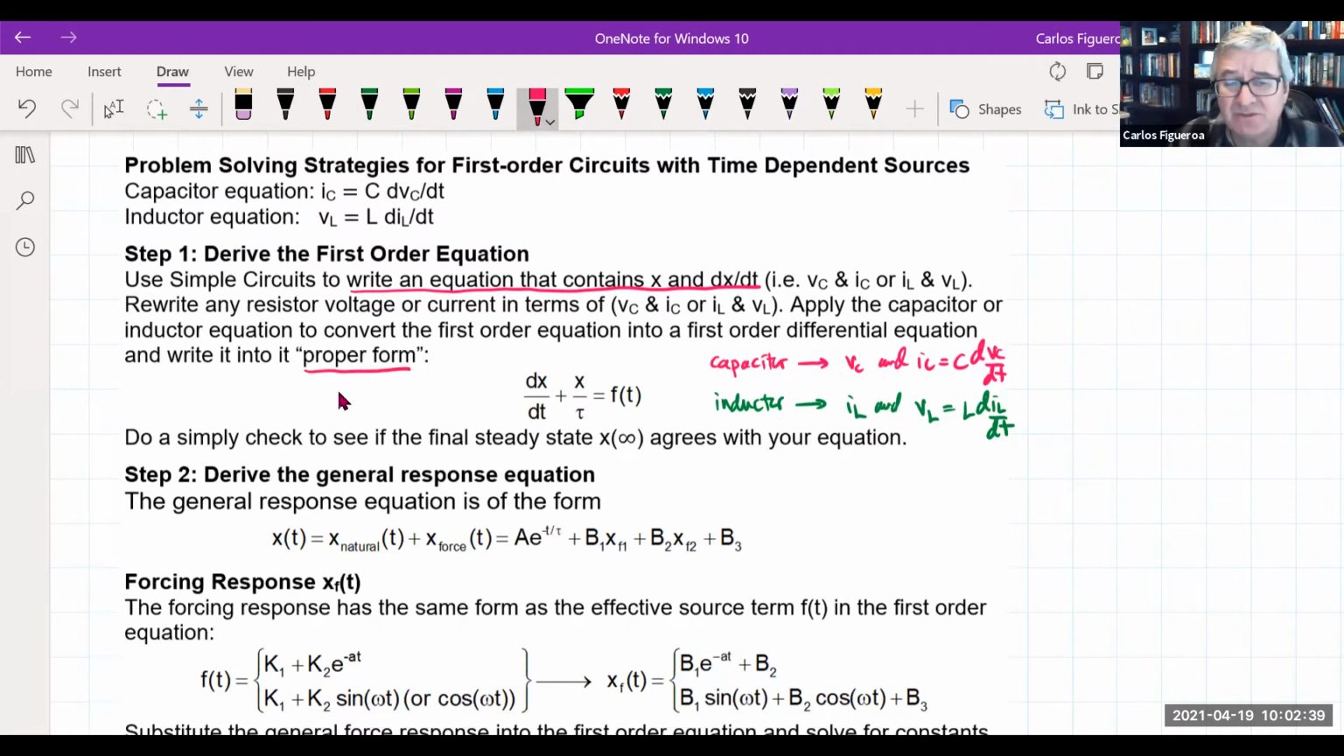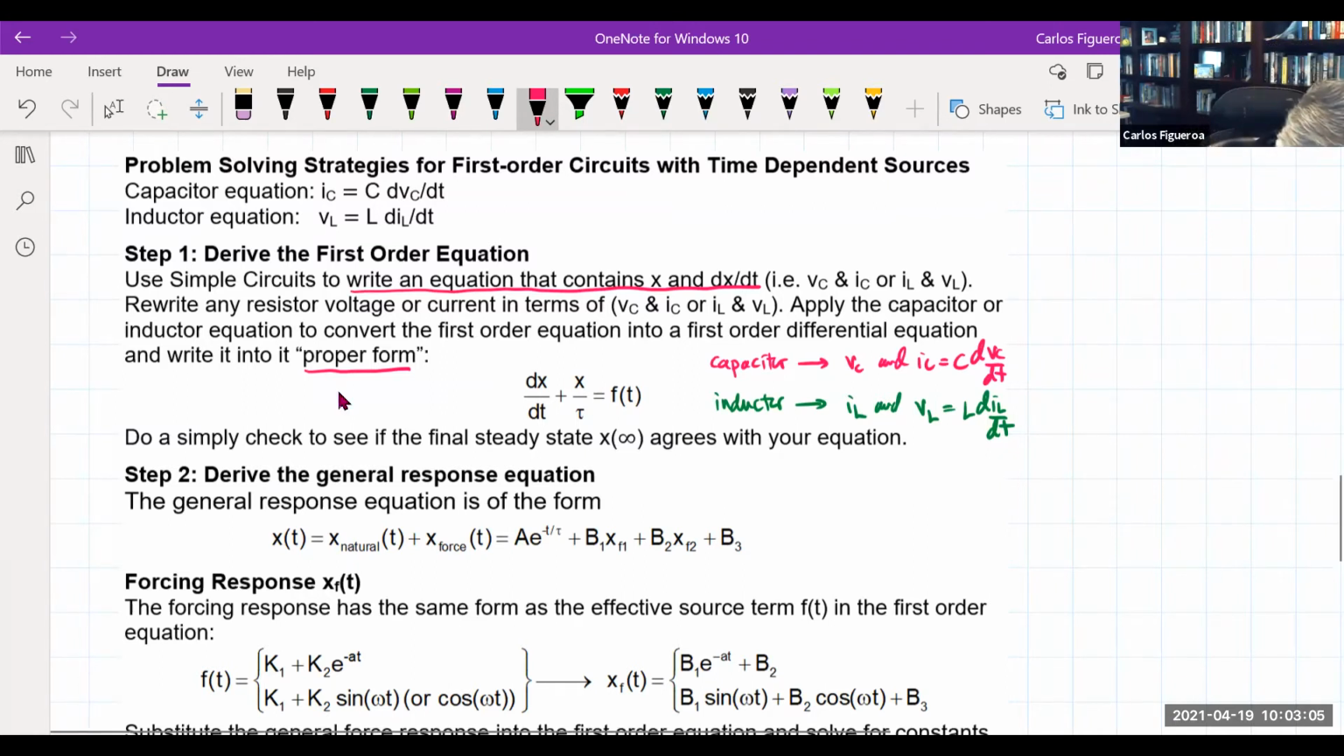Do you have to do it this way? Not really. There's multiple ways of doing this. A lot of times people actually do Laplace transforms. Are Laplace transforms okay? Yeah, of course they are. You just better make sure you know what you're doing. When I say proper form, that means that you isolate the derivative term.